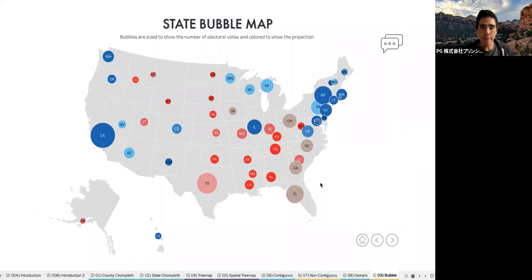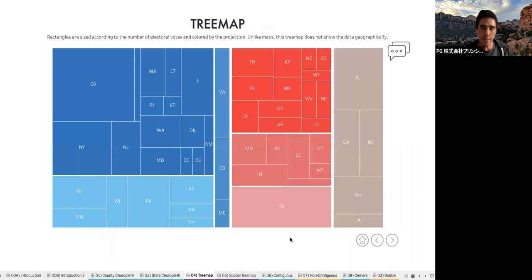And there is a geographic trend, right? We can see most of the red is actually in the south and in the middle of the US, and most of the blue is kind of in the West Coast and then in the Northeast. But we don't really see that with this chart.